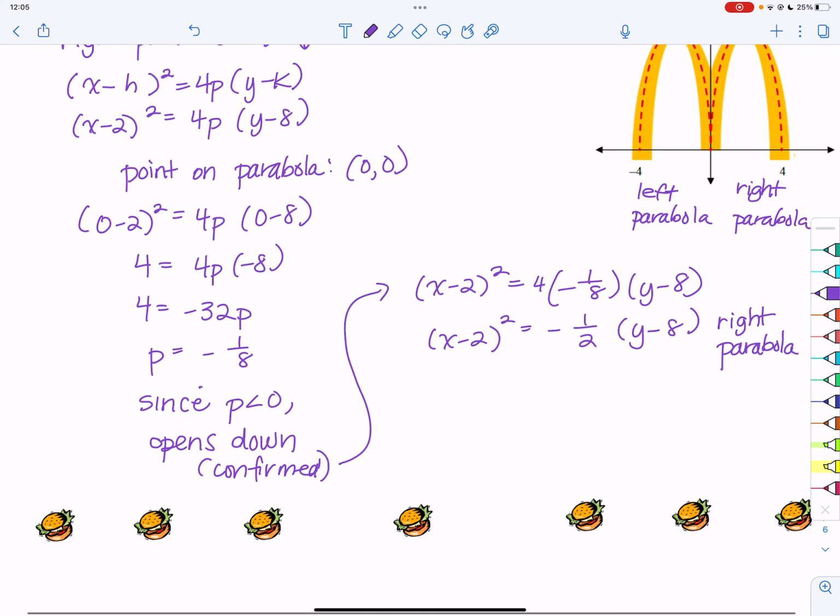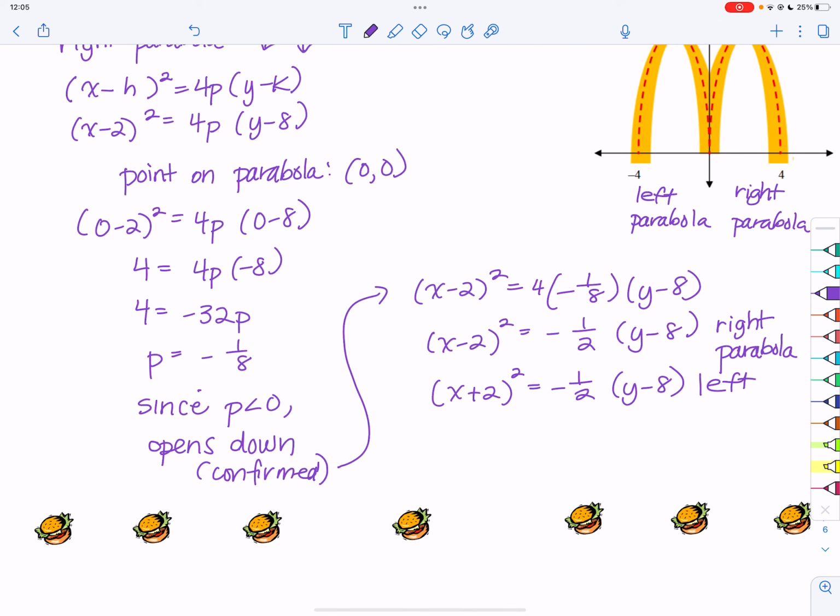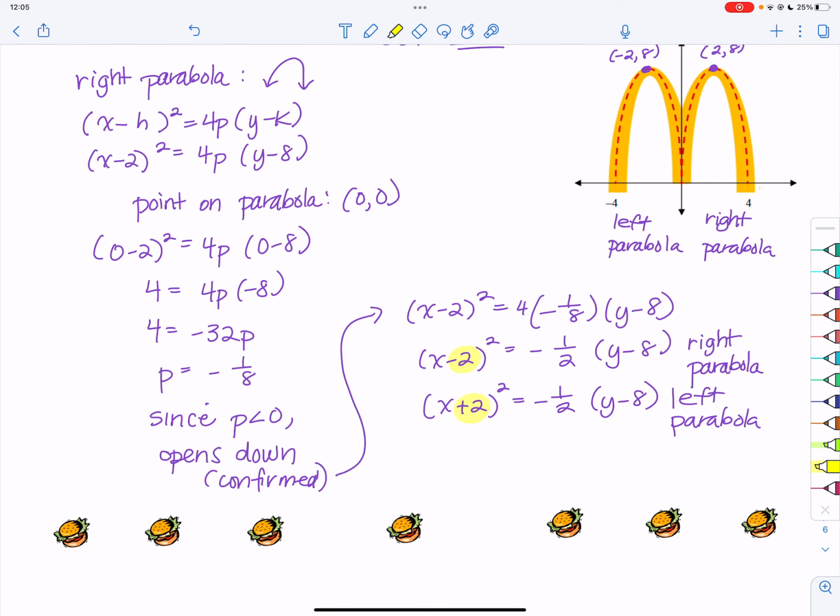For the parabola on the left, all we have to do is change the x-coordinate of the vertex. Here's the x-coordinate of the vertex of the parabola on the right, and we have the x-coordinate of the vertex of the parabola that's on the left.